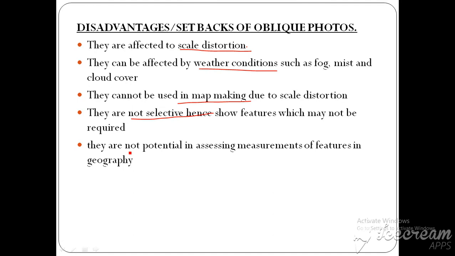We said that vertical photographs are the photographs used in map making because they are affected by less scale distortion. They are not highly affected by that problem. Then another, they are not selective, hence they show features which may not be required. All photographs are not selective. Like maps, where you choose some features and use symbols, but a photo takes everything. And last one, they are not potential in assessing measurement.